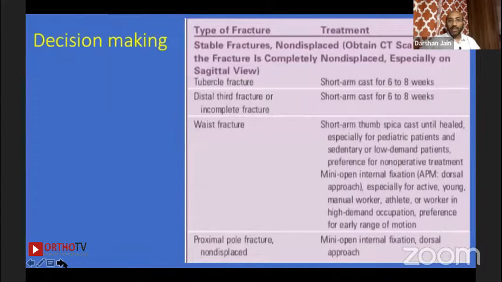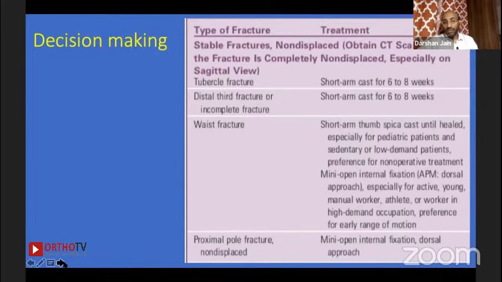Next is the decision making. So what do we do for different areas of fracture? Distal tubercle fracture, again short arm cast 6 to 8 weeks if undisplaced. Distal third fracture or incomplete fracture, again 6 to 8 weeks. Waist, a short thumb spica cast. Some people even fix with mini open fixation, but if it's undisplaced, I would always try a short thumb spica cast.